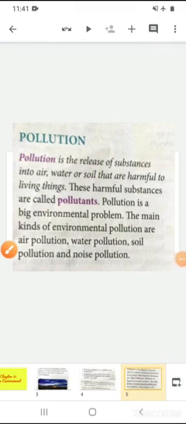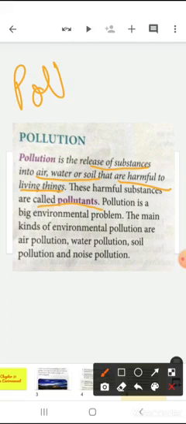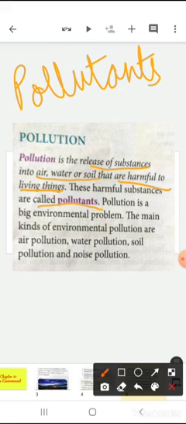Okay, now we have the topic pollution. You are all aware of this topic. You have read this topic in your previous classes, and we have also discussed it in previous chapters. So what is pollution? Pollution is anything which releases its substances into air, water or soil, and that is harmful to living things. These harmful substances are called pollutants, which are released into air, water or soil.